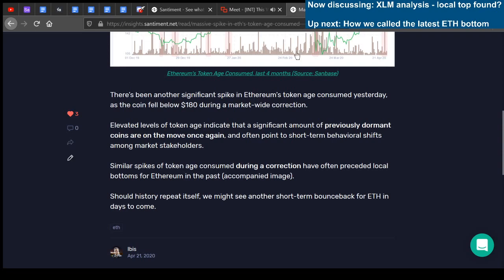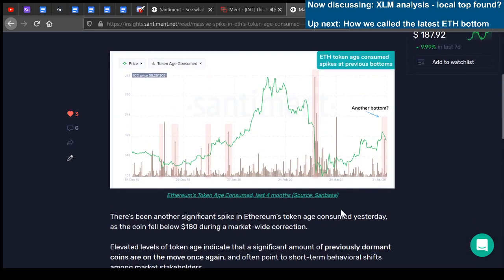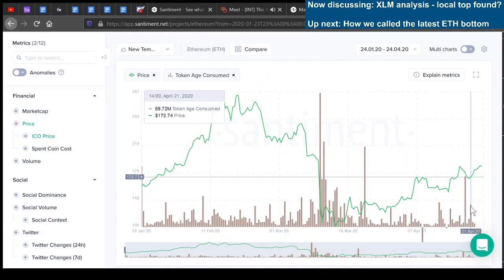So it seems like we were right on the money with this particular call. And we'll see what happens in the next couple of days. At the moment, we're not really seeing any spikes in Ethereum's token age consumed, which might indicate that at least long-term holders for now believe that the price can push upwards a bit more.